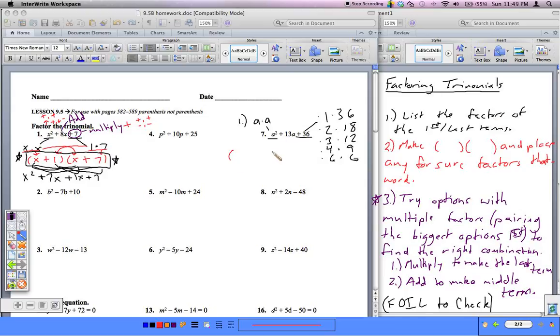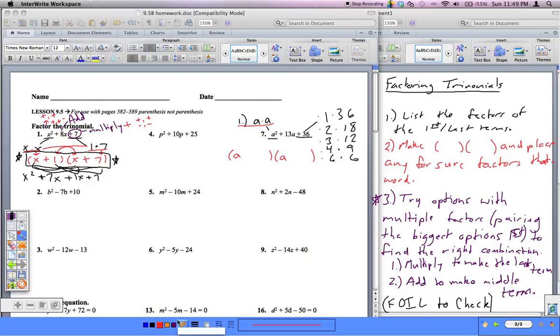We need our set of parentheses, and after our set of parentheses we need to place any for sure factors that work. Because there is only one option here, those are for sure factors that work. So we'll go ahead and put A and A in there. Now it's time to do that game where we multiply and we add.